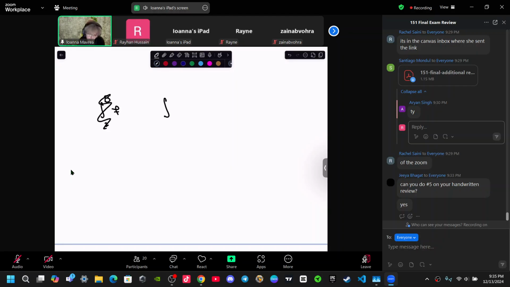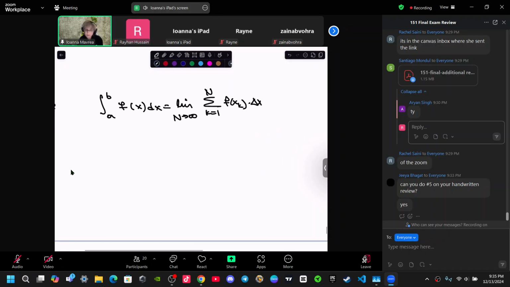So this thing has this form, from A to B, that's a B now. This integral is the limit as n goes to infinity of the sum, k equal from 1 to n, of f of x_k times delta x.